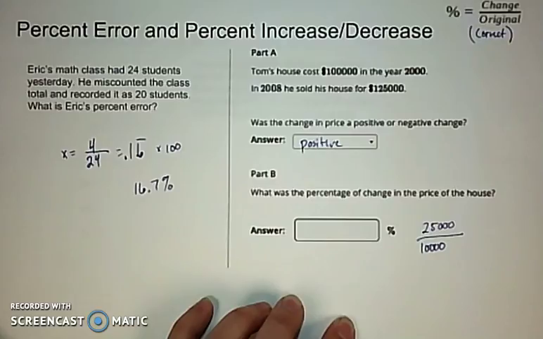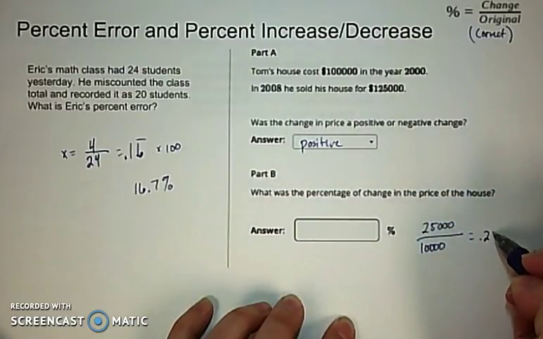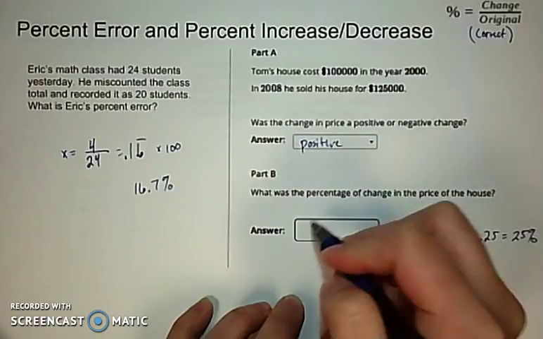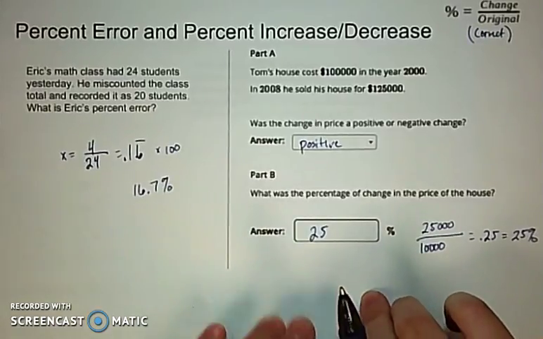And when you take 25,000 and you divide it by 100,000, you get 0.25, which is the same as 25%. So this would be a 25% increase on the original price.